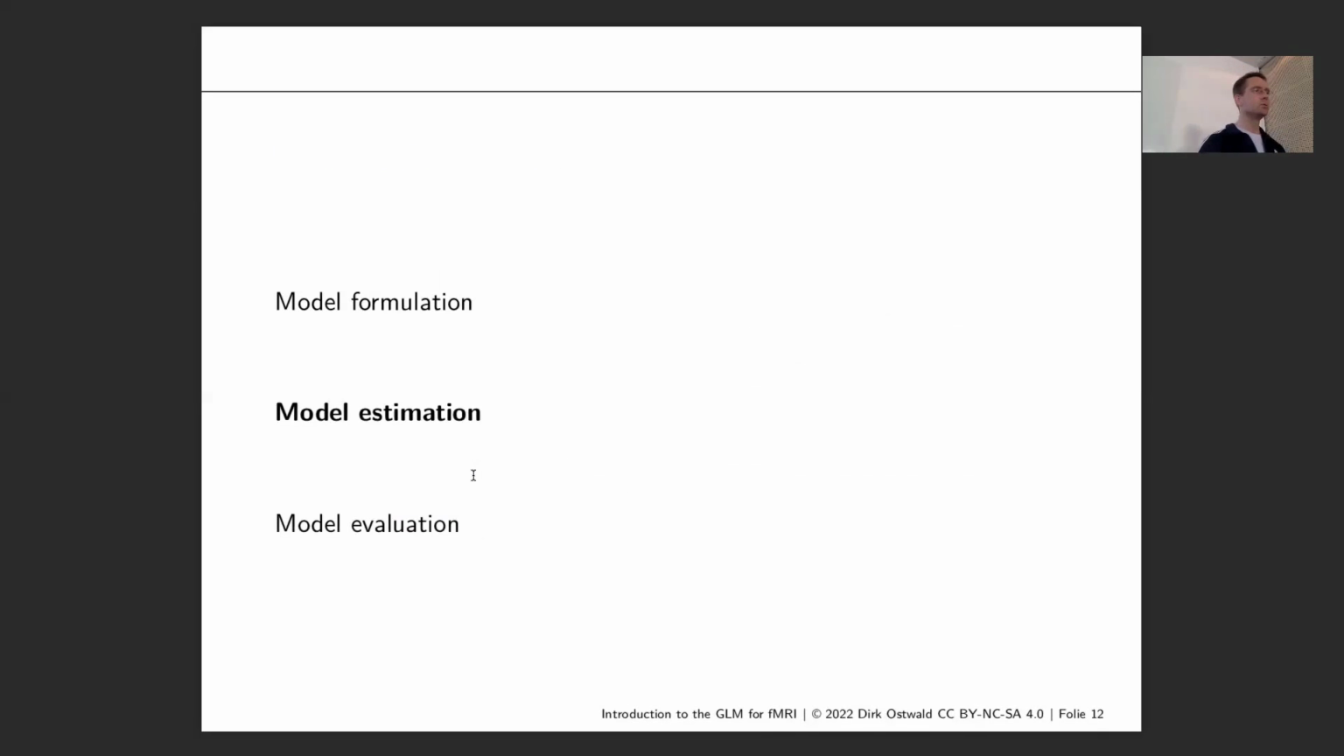And actually, if you do brain imaging data analysis, when you create your design matrix, when you put your onsets into your program, this kind of X matrix is created. So you do model formulation anytime you analyze fMRI data.